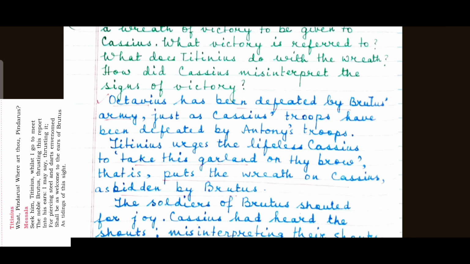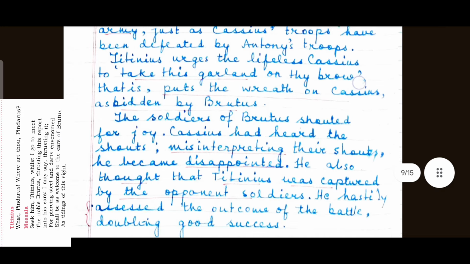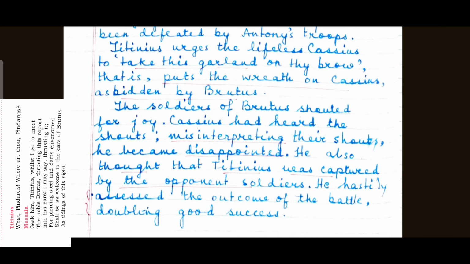And how did Cassius misinterpret the signs of victory? The soldiers of Brutus shouted for joy. Cassius had heard the shouts, misinterpreting them. He became disappointed. He also thought that Titinius was captured by the opponent's soldiers. He hastily assessed the outcome of the battle, doubting good success. So, this is the answer.